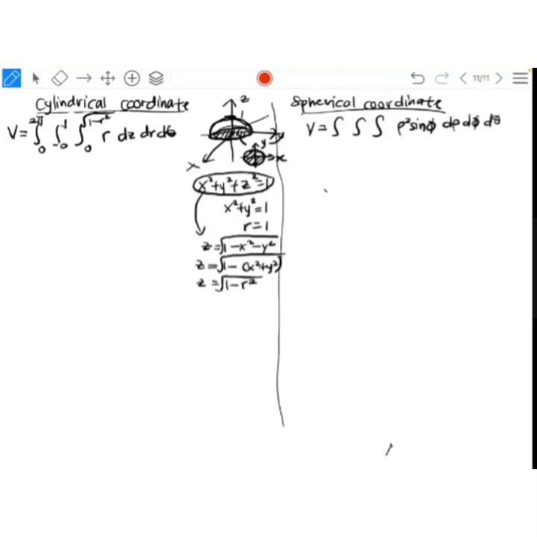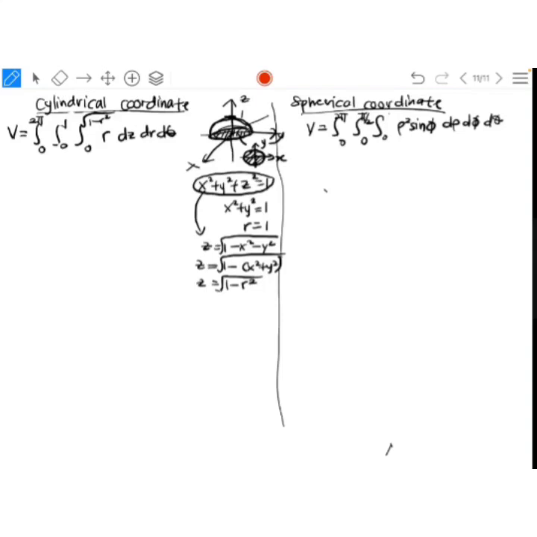So again, theta is from 0 until 2 pi. For phi, since it is only a hemisphere, 0 until pi over 2. For rho, 0 until 1 because the radius of the sphere is equal to 1. So it is rather easier using spherical coordinates. Why? Because all the limits are constant. When the limits are constant, it is easier.